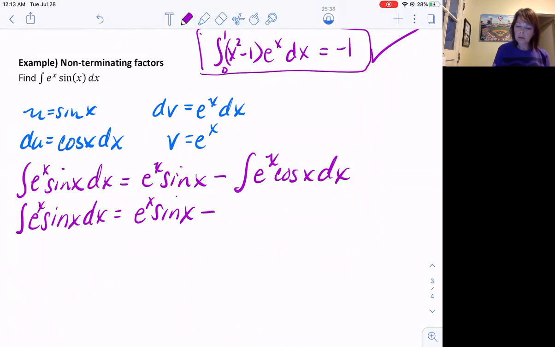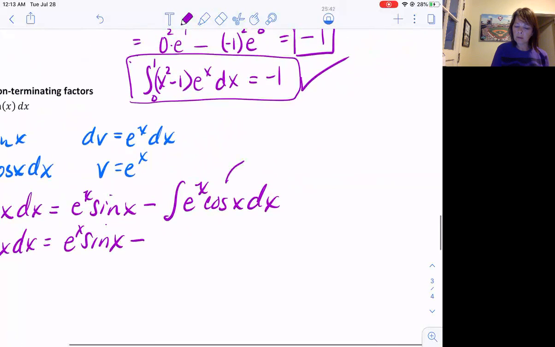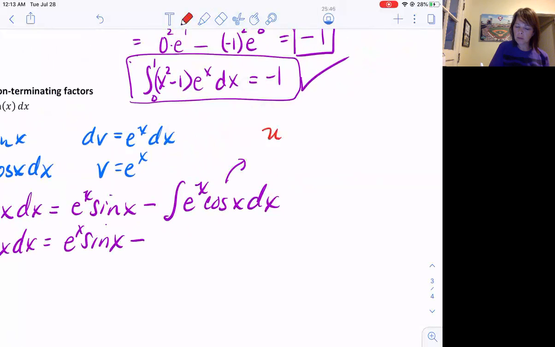So now we're going to do a little u substitution here with this last integral. I'm going to put the work up here. I'm going to change colors here just to differentiate between the one.